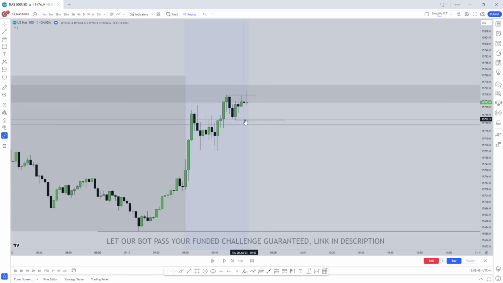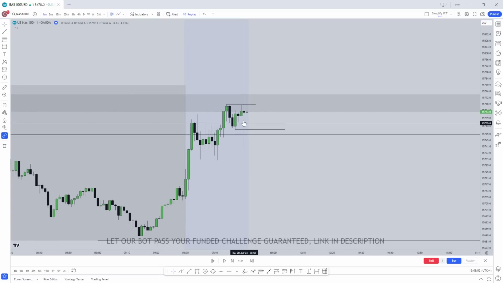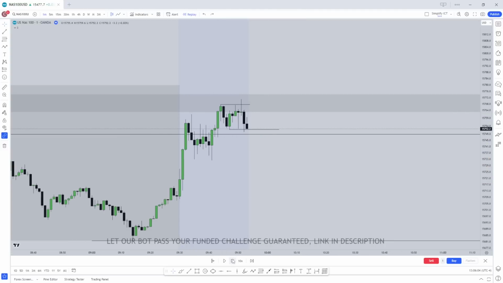Okay, this is not a market structure shift, this is not a break of structure or change of character. Why? Because price did not close below with a body. Price has to close below with a body over here, and then we could look for that retrace and then look for the sells down. So all we do is let price play out on the 1 minute time frame. We just got to be patient with this. So again, this is not a market structure shift.